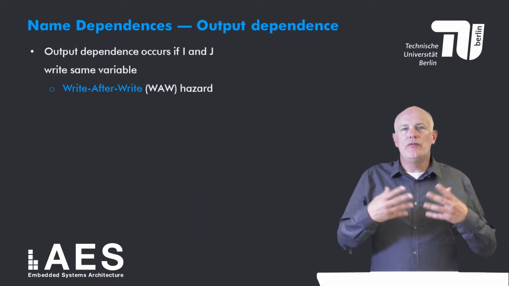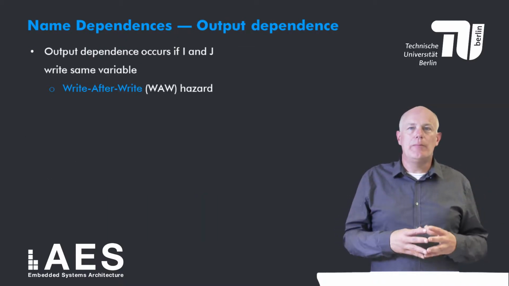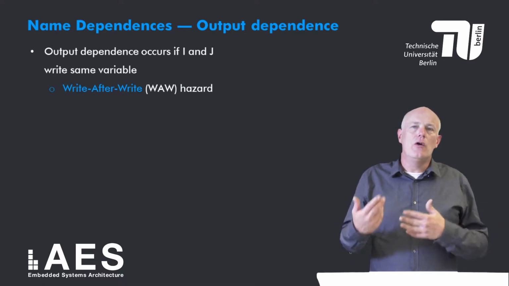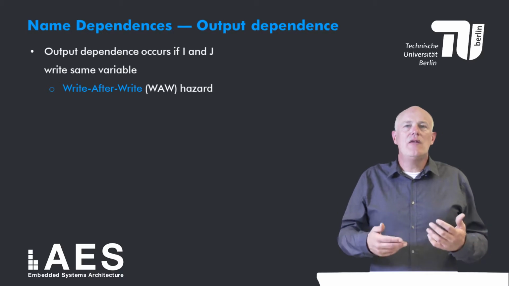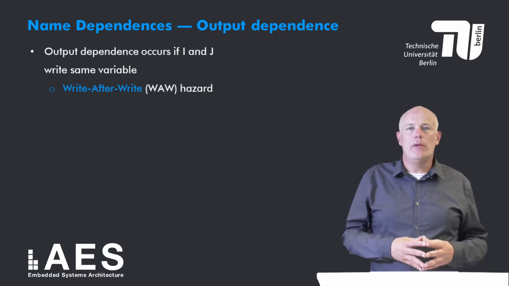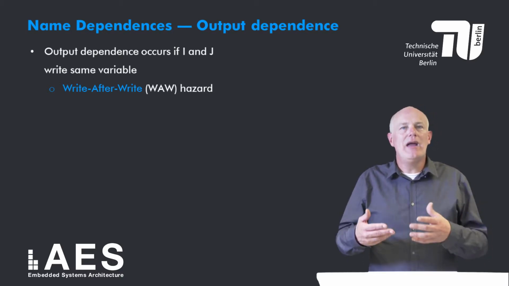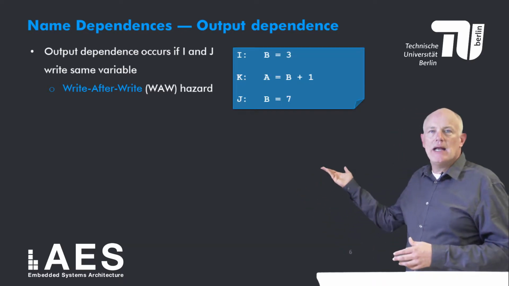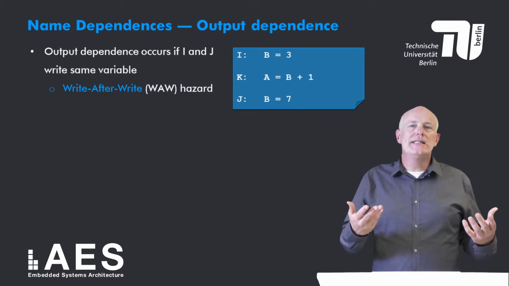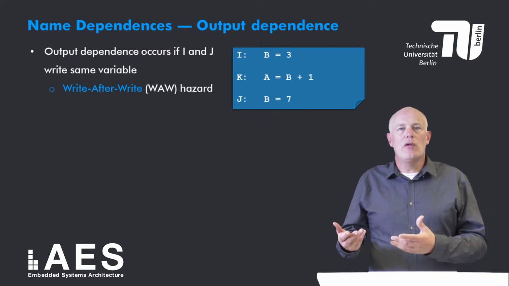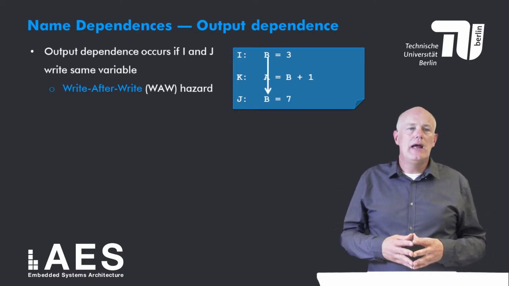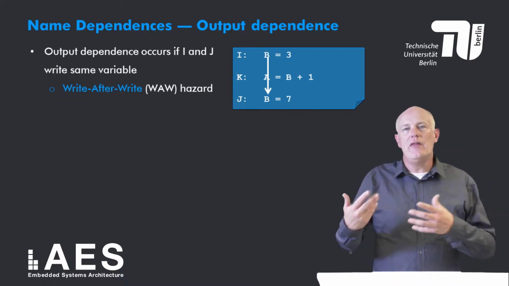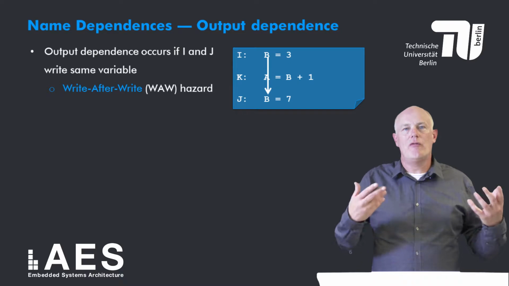The second type of name dependencies are output dependencies. A later instruction J is output dependent on an earlier instruction I if I and J write the same variable. An output dependence may result in a write after write hazard. Here's the same example as before. B is set to 3, A is set to B plus 1, B is set to 7.